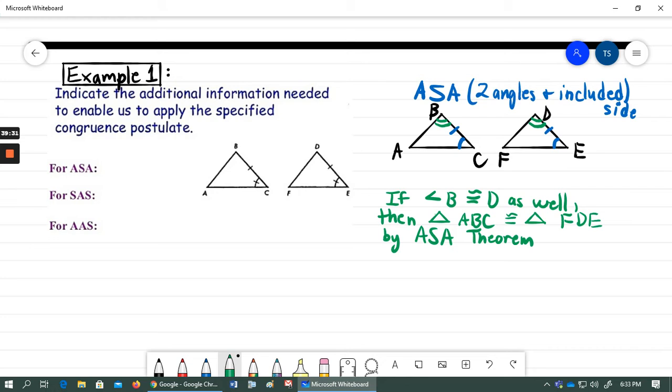Alright, so again that was for this first part here, for the angle side angle. Okay, ASA.